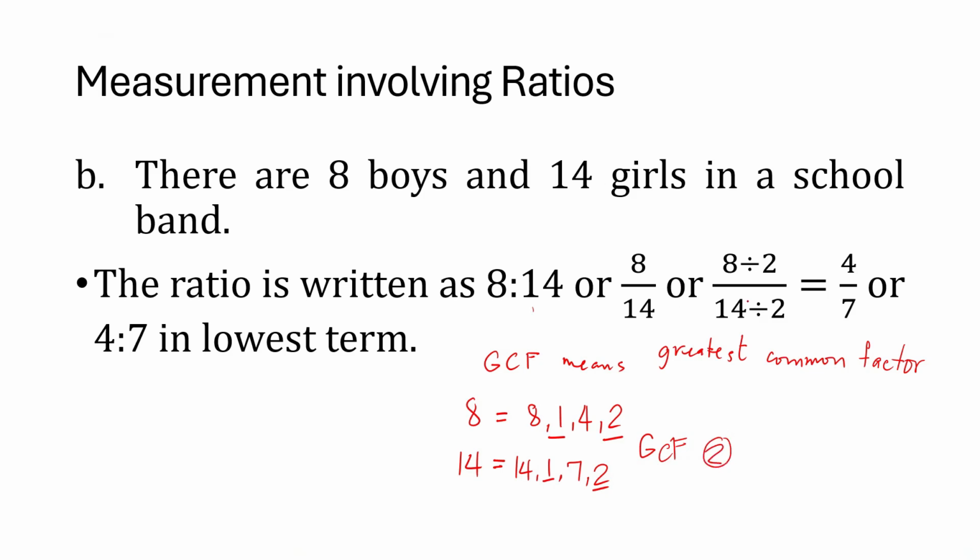So that is why we divide 8 by 2 and 14 divided by 2, which is equal to 4 over 7, or 4 is to 7 in lowest term. So that's how we do to reduce in lowest term a certain ratio.